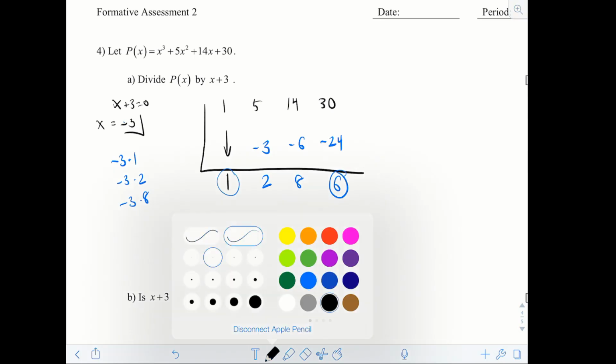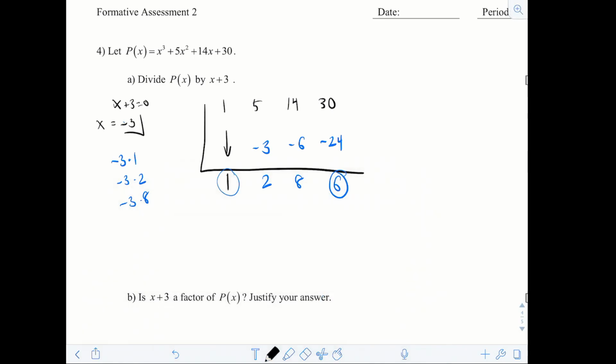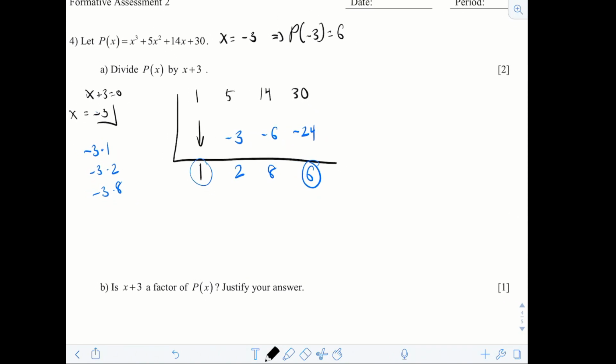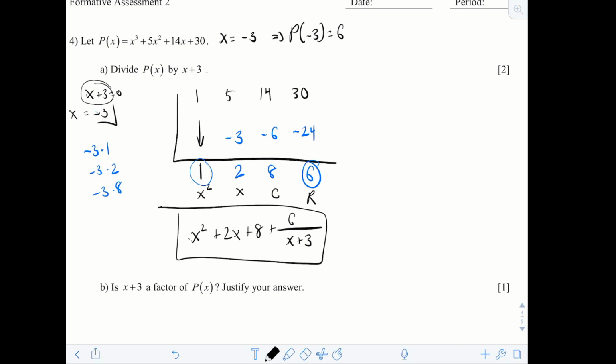Now, if I was doing synthetic substitution, that means if I were to plug in x is equal to negative 3, I would get the result for capital P of negative 3, which is the value 6. That means it doesn't divide evenly. So I would write this as the following. This is going to be my remainder, this is my constant, this is x, and this is my x squared. So I'm going to write this as x squared plus 2x plus 8 plus 6 over the divisor x plus 3. And there is my answer.